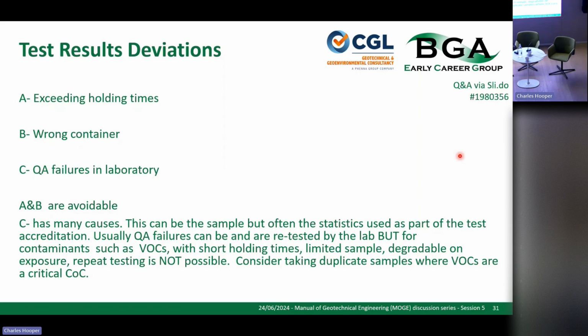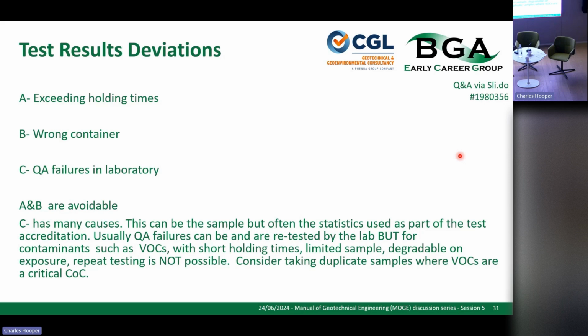If you're planning the works and the lab is understanding of what your aims are, that should be controllable. The QA failures in the lab are less so. The discussions I've been having recently is partly they say, oh, your sample's not suitable for testing. Hang on, you've tested it for all the rest of the suite. How come this bit's not all right? And quite often it's to do with the statistics behind the limit of detection.